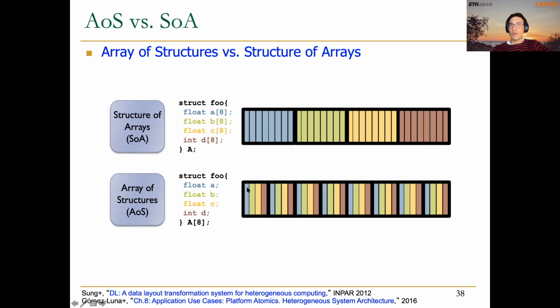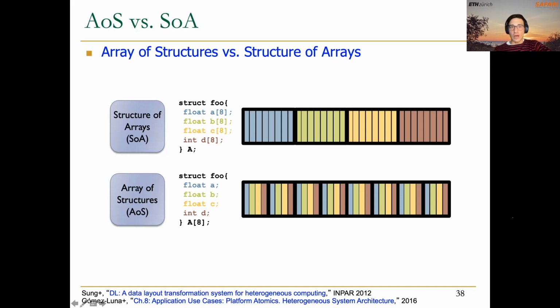So as you see here, we have blue, green, yellow, red, blue, green, yellow, red. So each of them can be considered a struct, and the whole thing is an array of structures. Depending on the machine where we are using this array of structures or structure of arrays, we will have more or less efficient access to the memory.